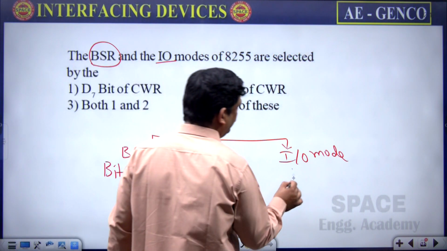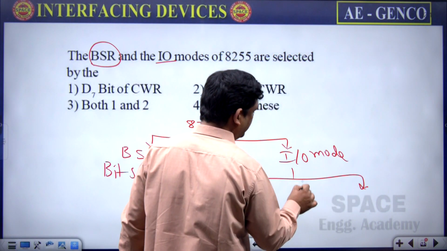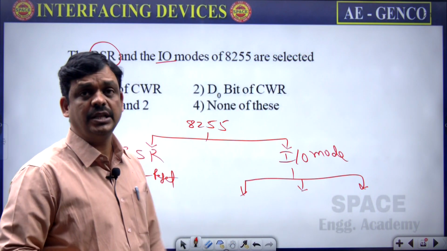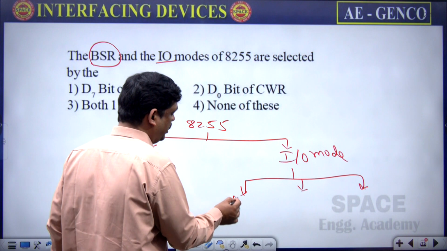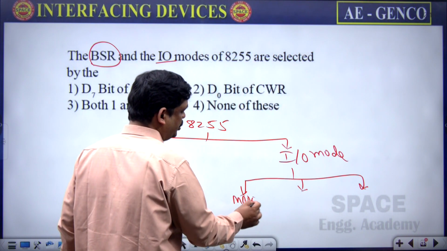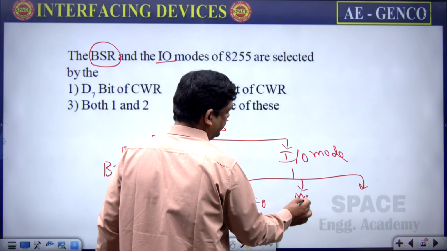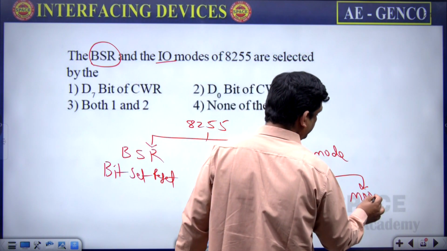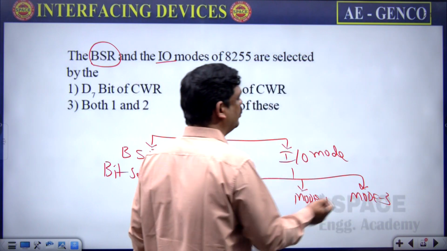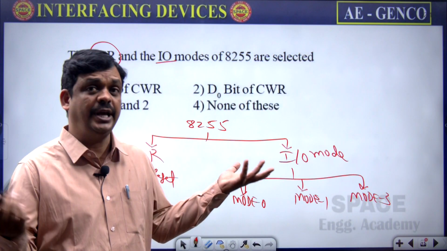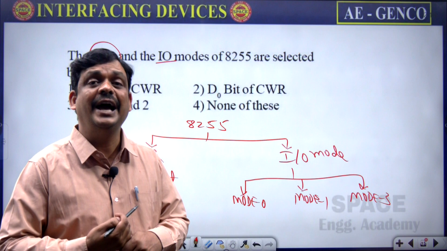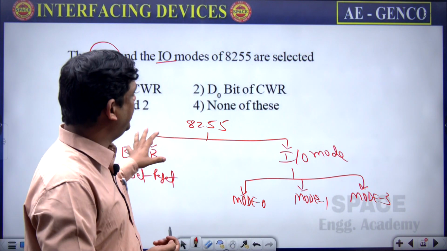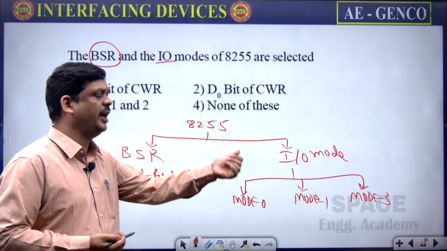So again, this IO mode is classified into three types. Internally, it operates in three modes: mode 0, mode 1 and mode 2. These are the operating modes that come under IO mode. Sometimes we can expect the question, how many IO modes does the 8255 have? Then you have to write 3. And the total operating modes are 2, BSR mode and IO mode.